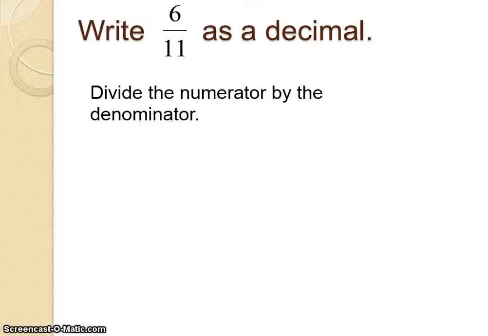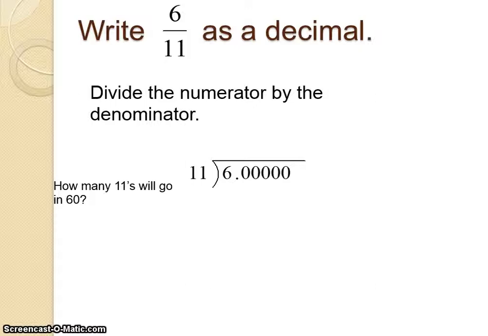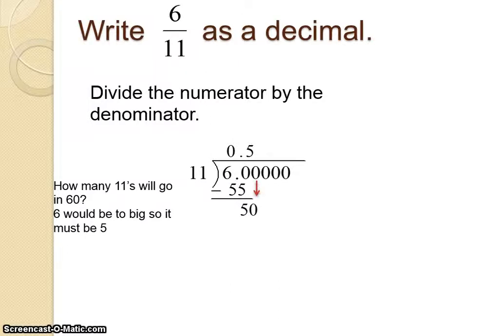Remember, our numerator is divided by our denominator, so our 6 goes underneath, and I put plenty of zeros. How many 11s will go into 60? Well, this one's easier because you know your 11 facts. 6 would be too big, so we'll have 5. So we'll put a 0 above the 6 because it won't go into that. Our decimal is up, and then we put our 5. Now 55, we subtract, we get 5.